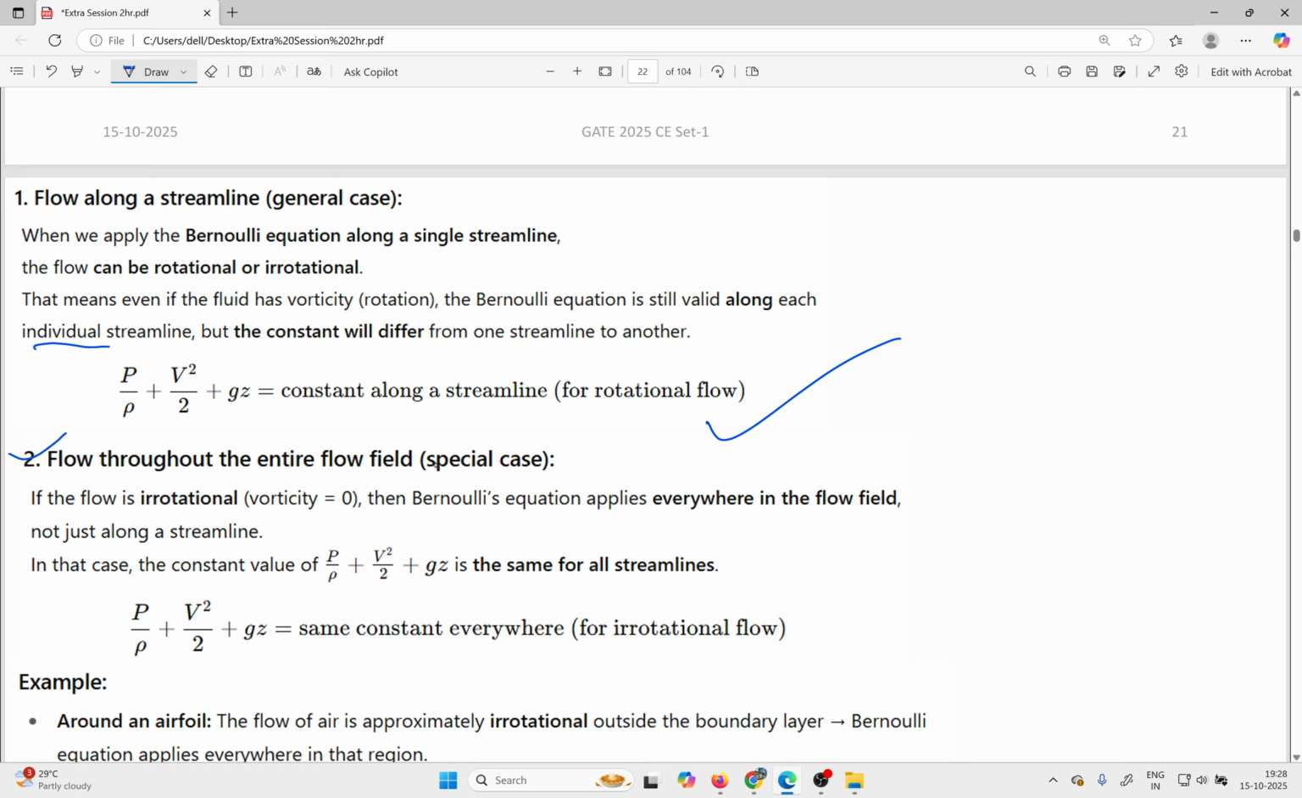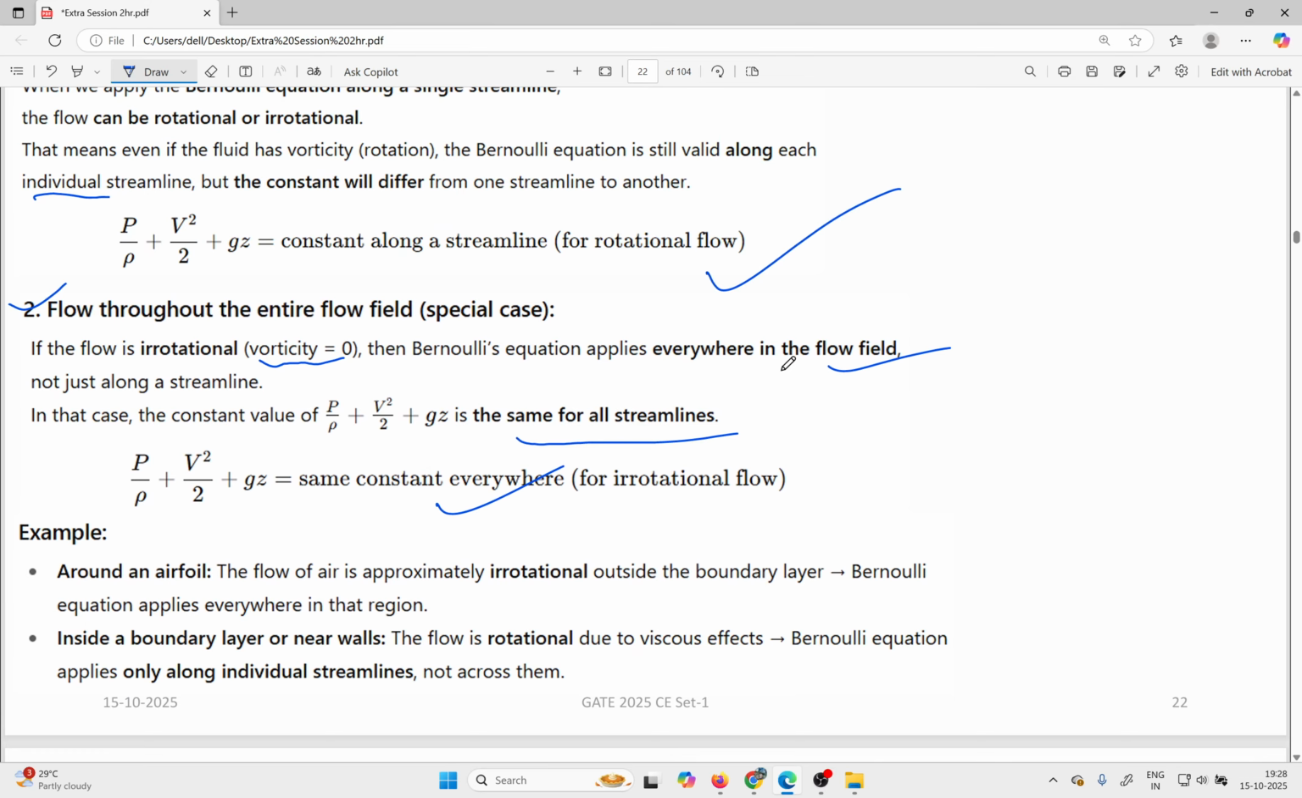Flow through the entire flow field is a special case. If the flow is irrotational, that is, the vorticity is zero, then Bernoulli's equation applies anywhere in the flow field, not just along a streamline. So this is very, very important. In that case, the constant value of P/rho + V squared/2 + gz is the same for all streamlines. Remember, it is constant everywhere.